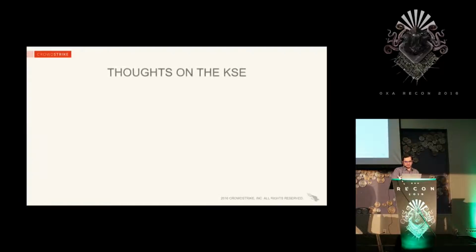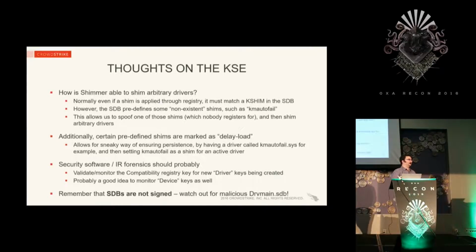And so let me just conclude with some concluding thoughts. One of the questions you might have is, how is the shimmer tool able to shim arbitrary drivers? Because we said that if a shim is applied in the registry, it has to match a shim in the SDB. And I haven't modified my SDB to say that there's now a new shim called shimmer. What's really cool, though, is the SDB predefines some non-existing shims. So there's a shim called KM autofail with a GUID. Now, KM autofail doesn't actually exist. So nothing on the system comes up and says, I am KM autofail, and here's my GUID. So all we have to do is write our own driver, like the one I just did, which basically says, I'm KM autofail. And Windows now knows, okay, cool, I know who KM autofail is. And according to the SDB, KM autofail is the legitimate shimmer.